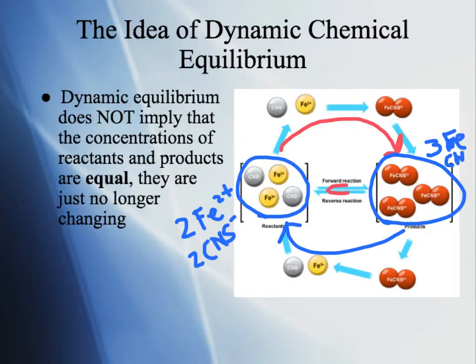Okay, so overall, if we took a look at the picture, we'd have 4 moles of reactants versus 3 moles of product. All right, so again, it does not imply that they're equal. It just means the reaction rates are equal, meaning that it's a constant 4 moles of reactants and a constant 3 moles of products, even though chemical reactions are taking place.